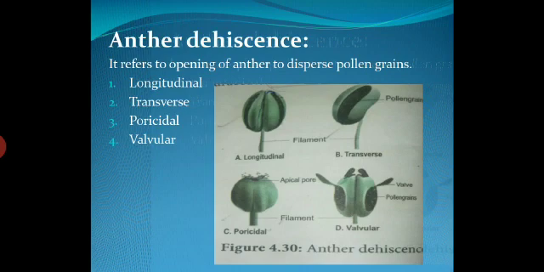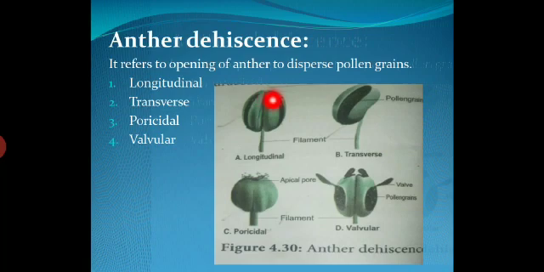First one, the longitudinal dehiscence. In longitudinal dehiscence, the anther dehisces along a suture parallel to the long axis of each lobe. For example, datura, hibiscus and cotton.